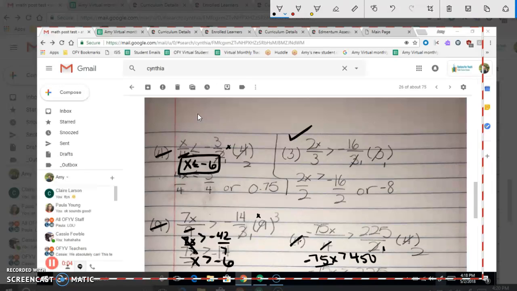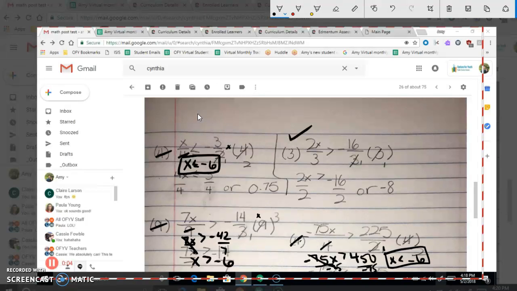450. And now we need to divide by negative 75. And we get 6. So now this is going to be a positive x here, but whenever we're dividing by a negative, this sign needs to switch. So now it's going this way, and this 450 divided by negative 75 is negative 6.